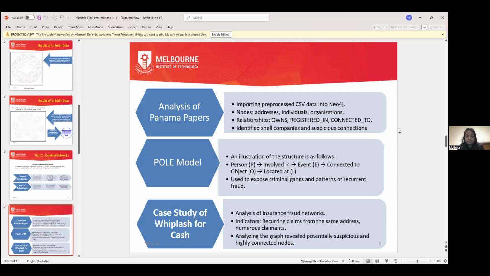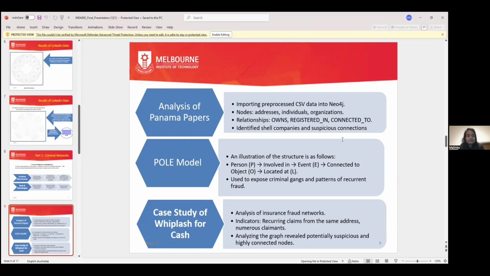And in the POL model, it goes as a person who is involved in some event, how that person is connected to that event, and the object and the location where the incident happened. So this was used to expose criminal gangs and patterns of recurrent fraud.